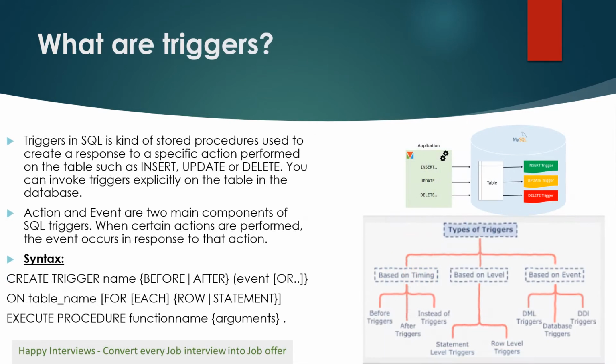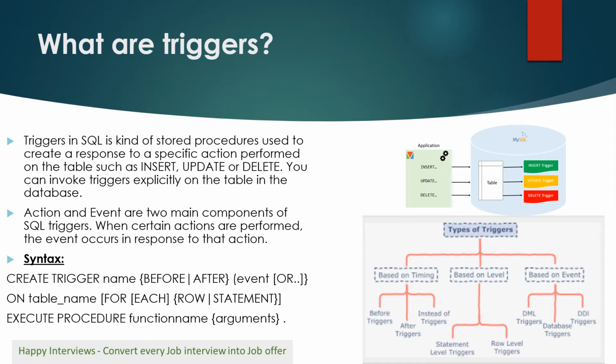Next question, what are triggers? Triggers in SQL are a kind of stored procedure used to create a response to a specific action performed on the table, such as insert, update or delete. You can invoke triggers explicitly on the table in the database. Action and event are two main components of SQL triggers. When certain actions are performed, the event occurs in response to that action.